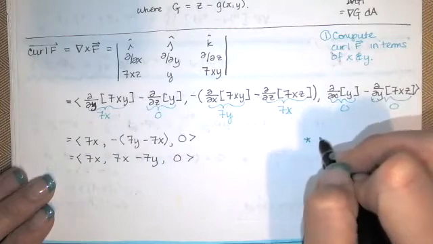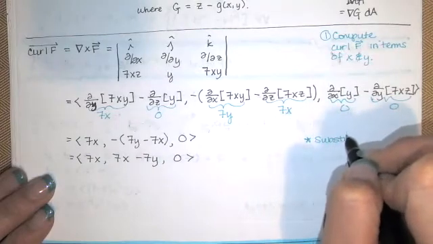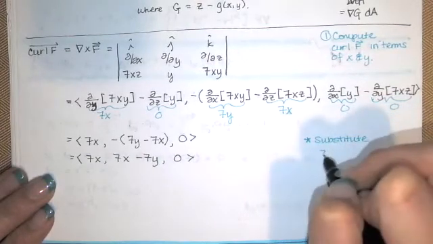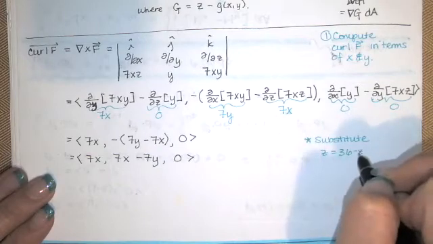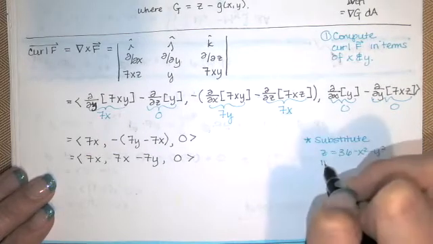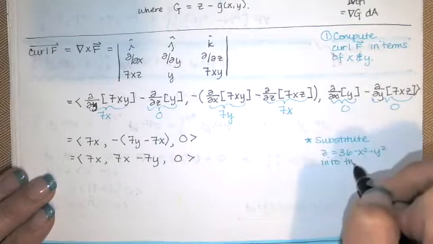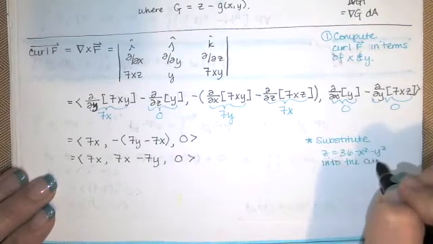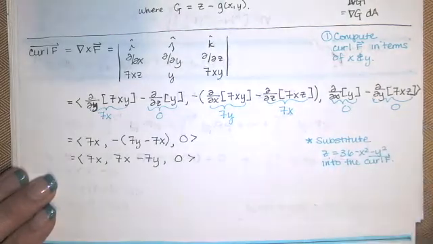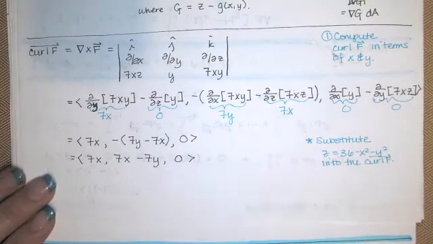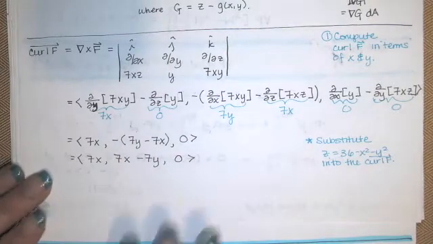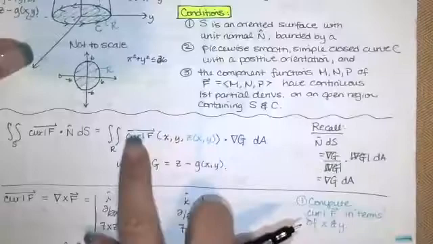I will write that down. In general, you would substitute the equation for z in terms of x and y into the form of the curl of F, but that's not necessary this time. Okay, so we've got the curl in terms of x and y only.